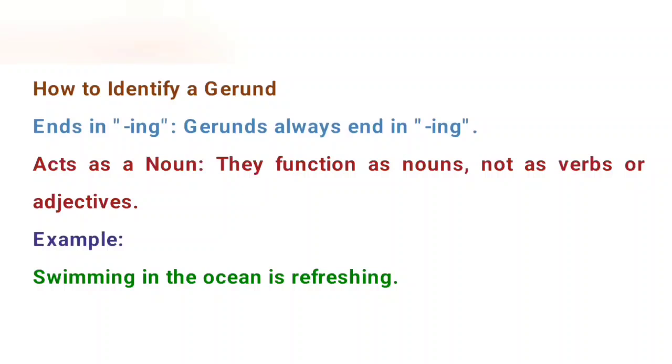Let's further explain how to identify a gerund in a sentence. There are two ways to find a gerund in a sentence. First, it ends in ing. A gerund always ends in ing, and thus we can easily spot the gerund in a sentence. Another one is that it acts as a noun. They function as a noun, not as a verb or adjective.